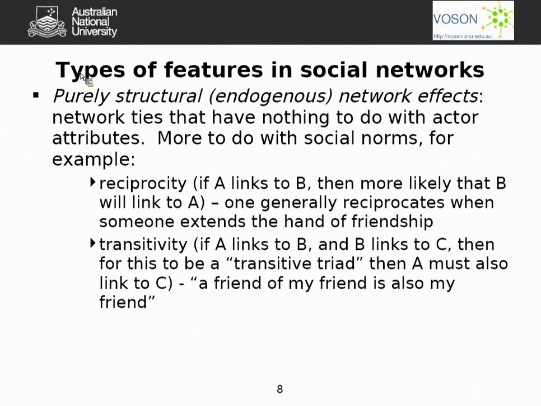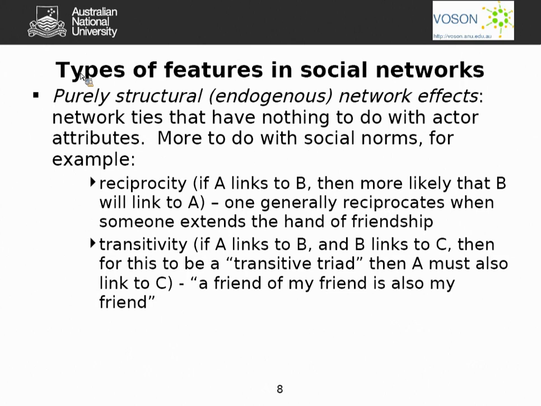What I wanted to highlight is that exponential random graph modelling allows you to model two particular types of network effects or network signatures. There's the purely structural or endogenous network effects. These are network ties that have nothing to do with the attributes of the actors who are engaging in the linking. They are more to do with social norms, for example. A good example of a purely structural network effect is reciprocity.